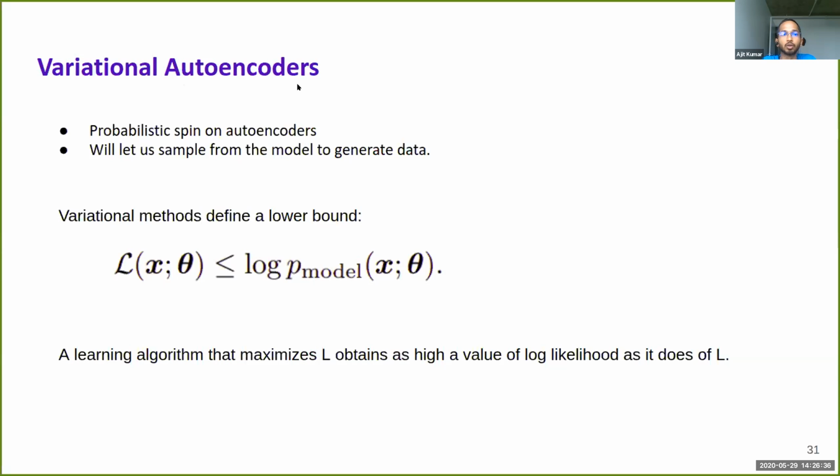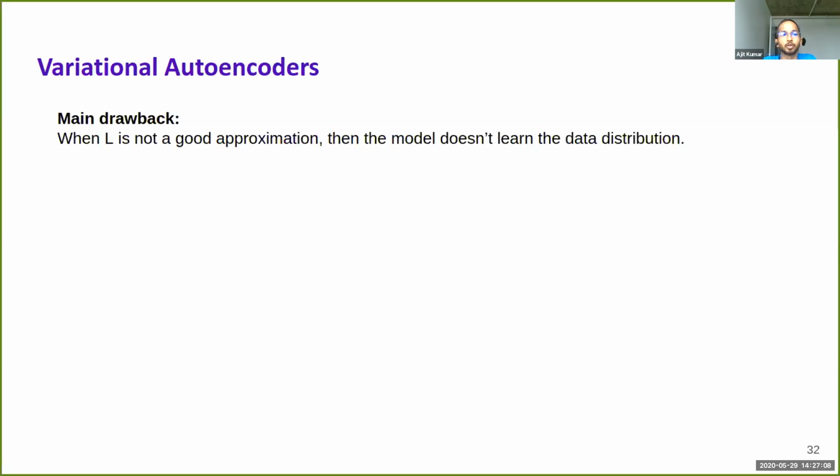So variational autoencoders will let us sample from this model to generate new data. We had to figure out an approximation for this P of model, which we do using this L function, and we try to maximize the likelihood of this function. One drawback is that if we choose a weak lower bound, then the model would not essentially learn what we are trying to make it learn. So I mentioned the drawback.